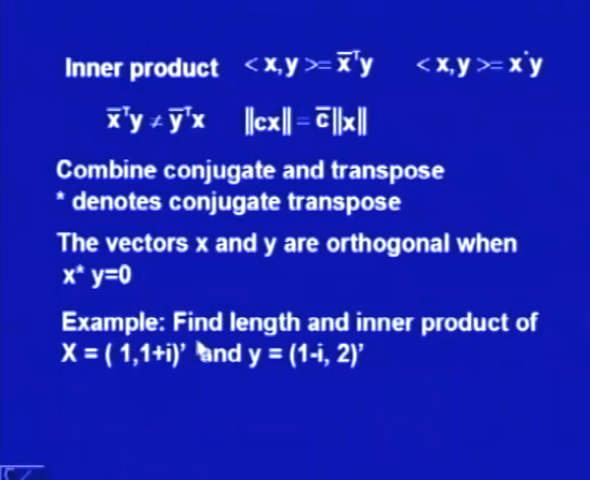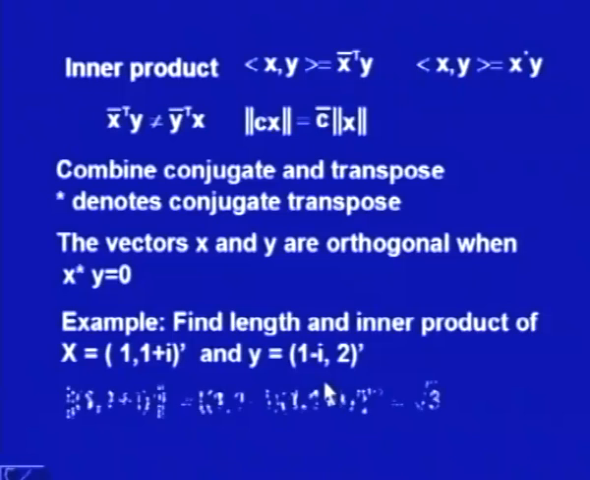Now, let us illustrate these concepts with the help of an example. Find length and inner product of the vector x, which is (1, 1 plus i) transpose, and y is equal to (1 minus i, 2) transpose.